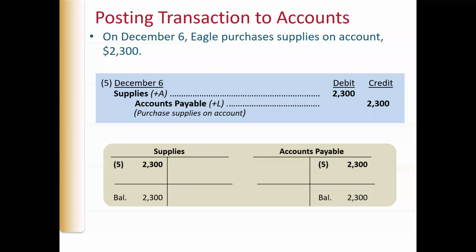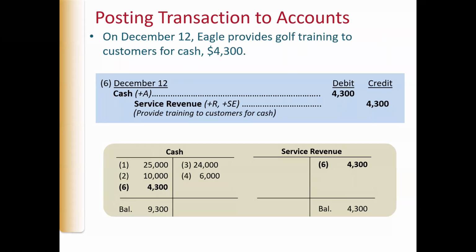So then when we show supplies and accounts payable, supplies increased, we debited it. Accounts payable increased, we credited it. On December 12th, Eagle provides golf training to customers for cash of $4,300. Cash increased $4,300, we debited it. Service revenue increased 4,300. We credited it.